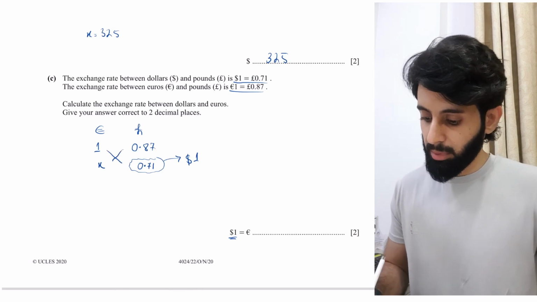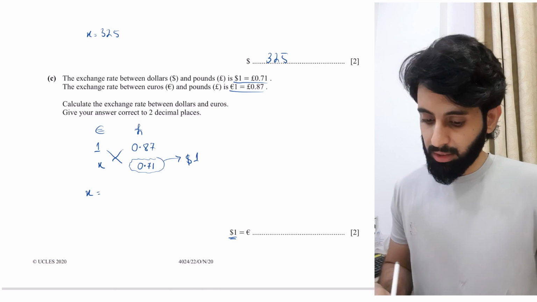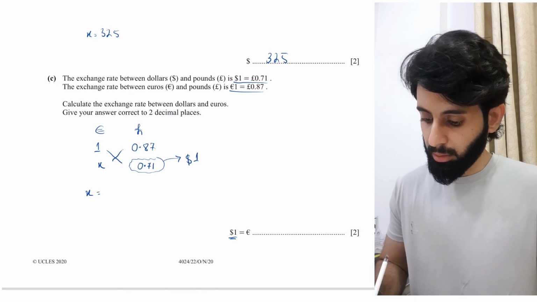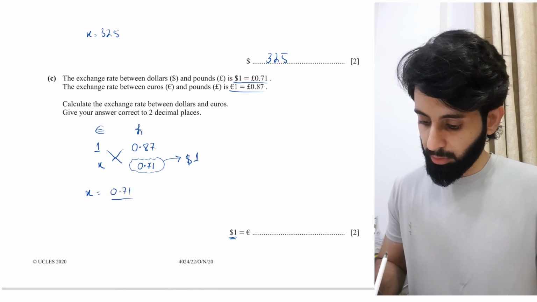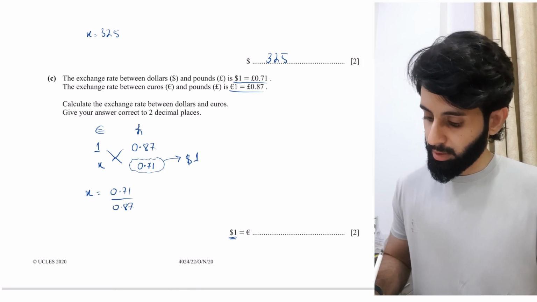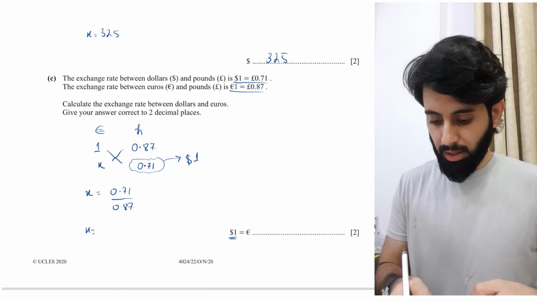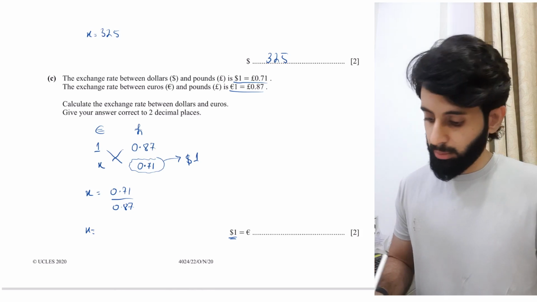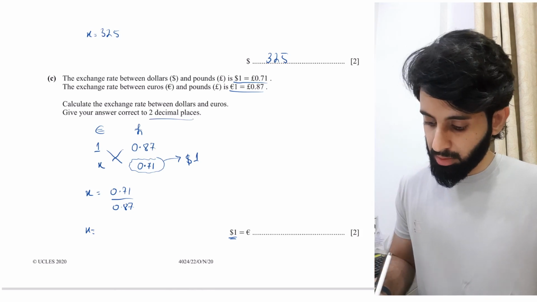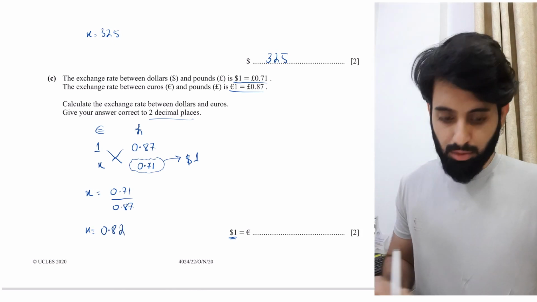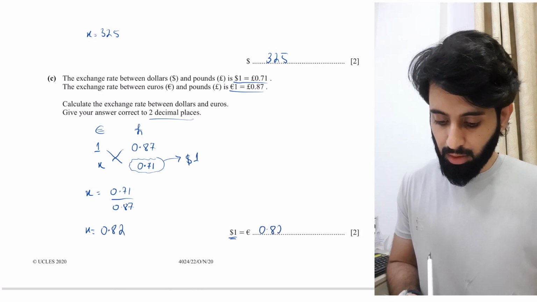Okay, so now it's just a matter of cross multiplying. So x is basically going to be equal to 0.71 over 0.87. Let's work that out. So x is equal to 0.71 divided by 0.87, so that gives me 0.816, and according to the question you're supposed to give the answer correct to 2 decimal places, so 0.82 is our final answer.